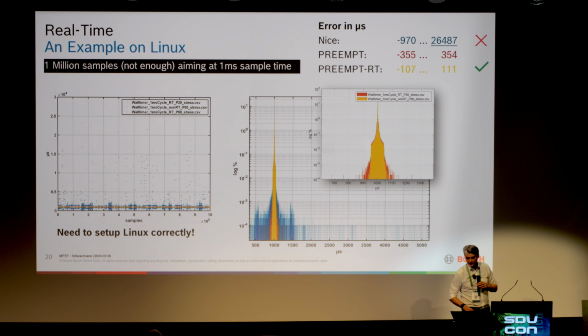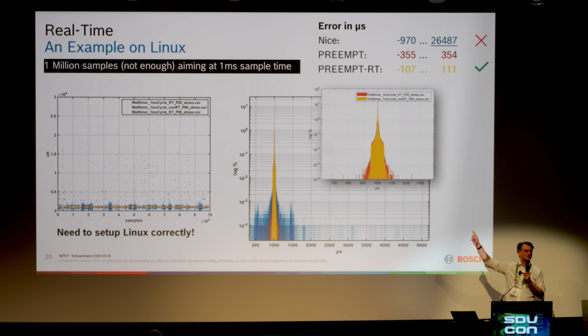Here is a final example of Linux without the real-time patch and with one. So what we do, we collect samples, 1 million samples, just to have a nice number. In reality, you would measure for a week. And the blue one means niceness, schedule a priority. And you see, we want a sample time of 1,000 microseconds, so a millisecond. And we get sample times up to 26 milliseconds. That's why I said Linux out of the box is worthless.